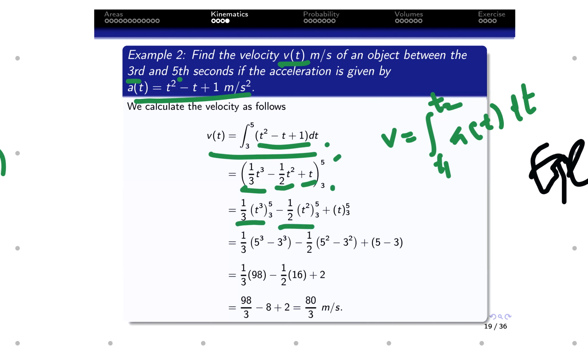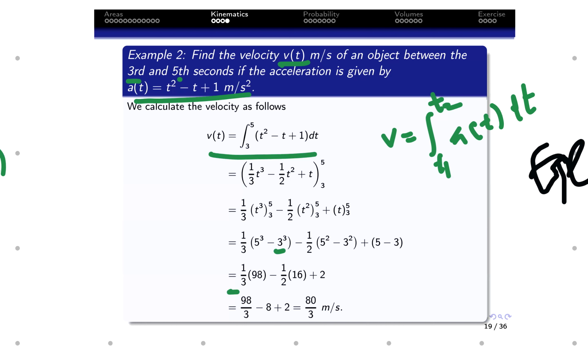So now you start evaluating. So for t cube, put 5, you have 5 cube minus 3 cube, then minus 1 over 2 times 5 squared minus 3 squared, then t, 5 minus 3. Then you just tidy things up. So you have 1 over 3 into 5 raised to 3 is 125. 125 minus 27 is 98.